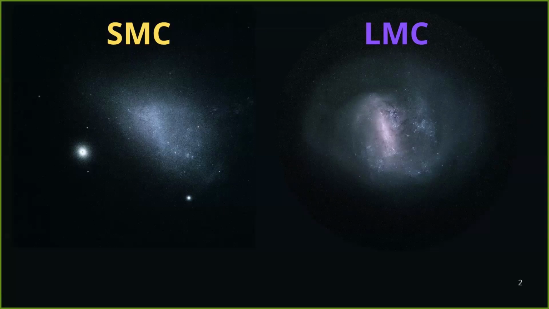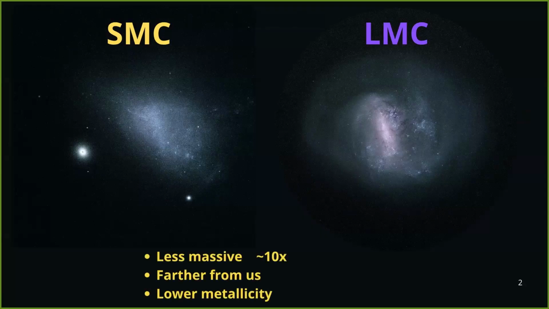So the Magellanic Clouds are the nearest galaxies close to our home, and there are some differences between them. The SMC is a factor of 10 less massive than the Large Magellanic Cloud. It's a bit farther from us and also has a lower metallicity than the Large Magellanic Cloud.